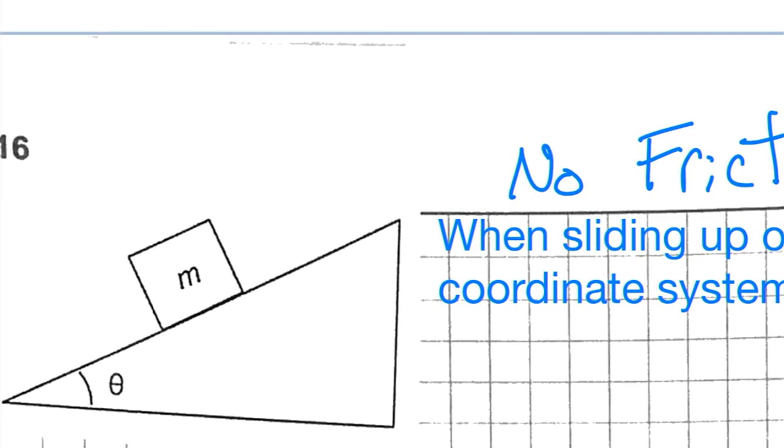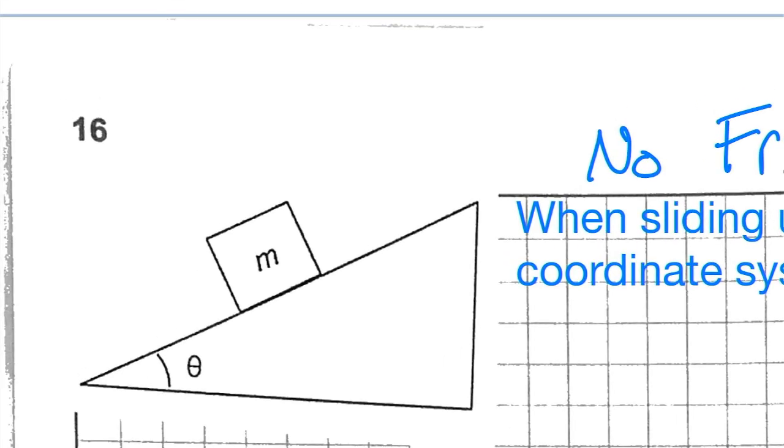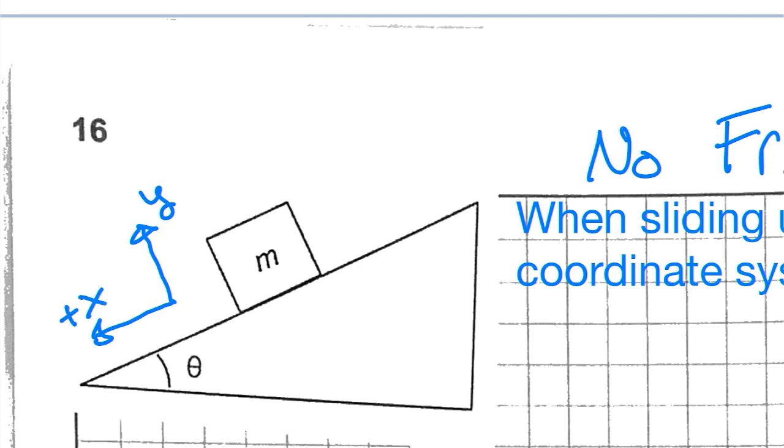It doesn't really matter whether you say up the ramp or down the ramp is positive. So you could have a coordinate system like this, where the y direction's there, and this would be the positive x direction. Or you could have a system like this, where plus x is up the ramp, and then you have plus y. Either of those will work.